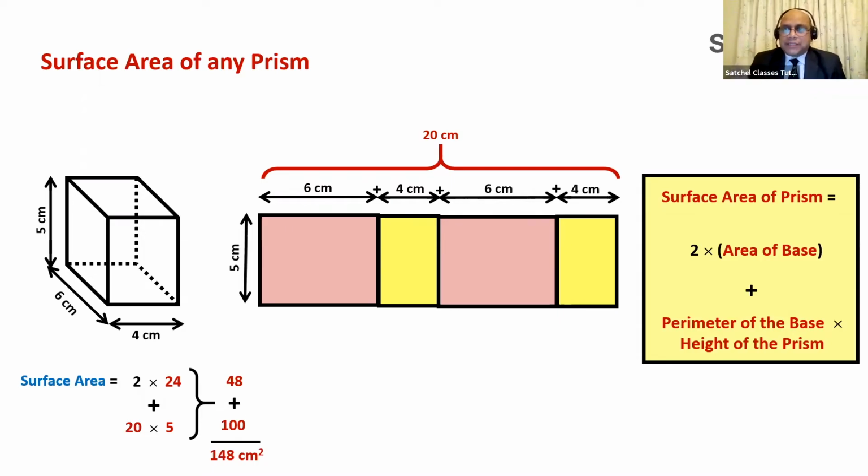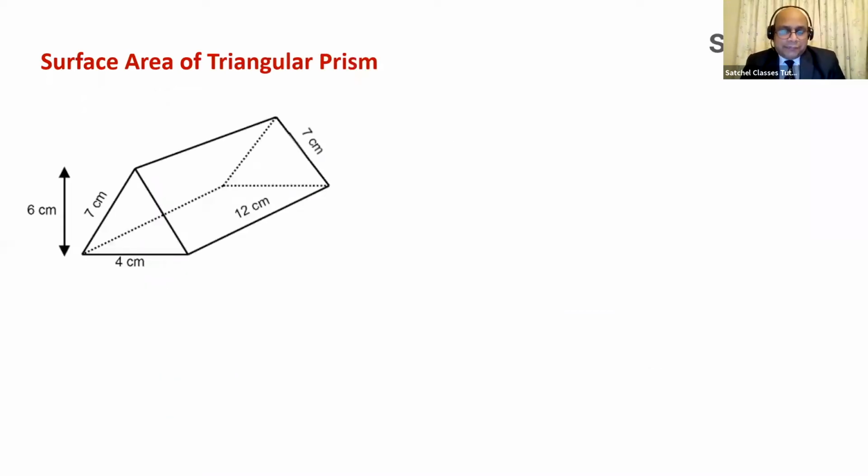Right? So remember this formula. That's a general formula for finding surface area of any prism. 2 times the area of the base plus the perimeter of the base multiplied by the height of the prism. Right. Let's look at one more example. Here's one more prism. Let's try and find out the surface area of that prism.